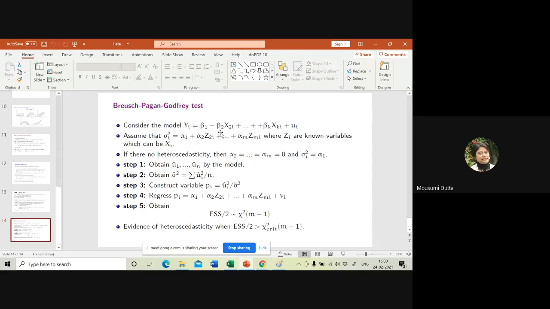However, it is not necessary that you will have the same variables here and here. You may consider a subset of these variables, or you may consider another set of variables. However, these variables should be known to you. So this is all about heteroscedasticity. Does anyone have any question?